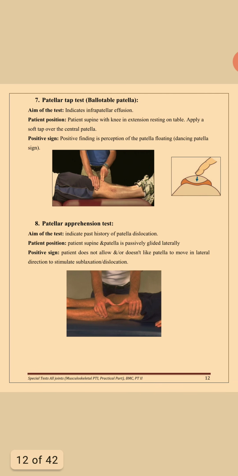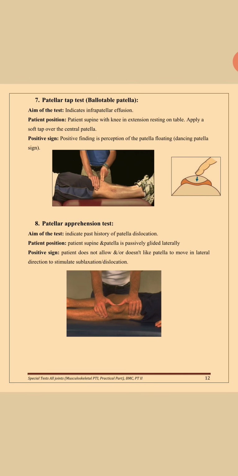Patella tap test, ballotable patella. Aim of the test: indicates infrapatellar effusion. Patient position: patient supine with the knee in extension resting on the table. Apply a soft tap over the central patella. Positive finding is perception of the patella floating, the dancing patella sign.